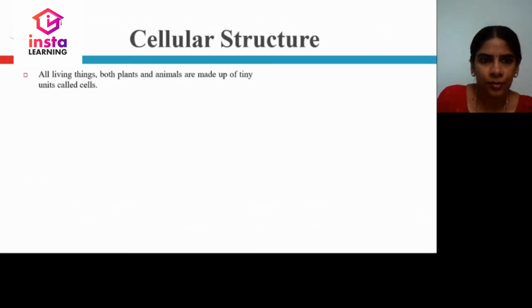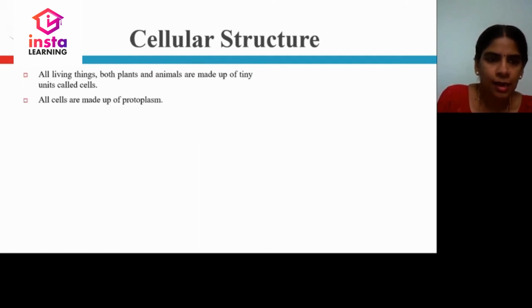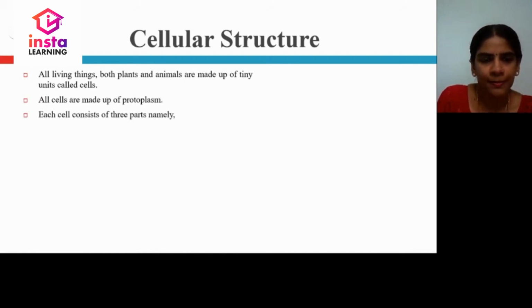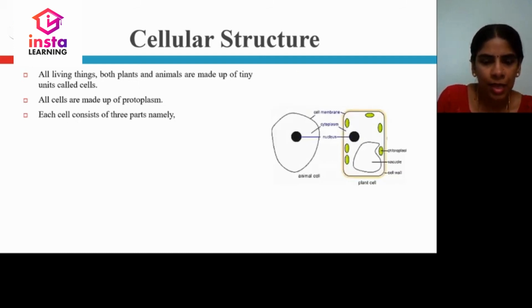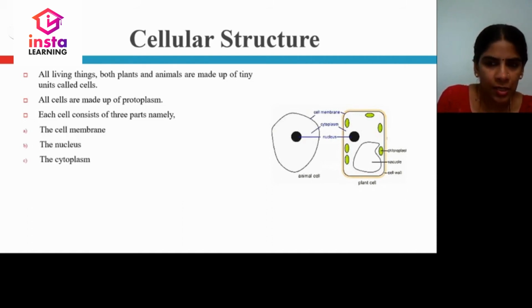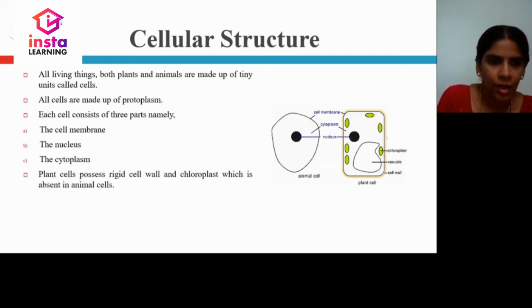Cellular structure. All living things, both plants and animals, are made up of tiny units called cells. All cells are made up of protoplasm. Each cell consists of three parts, namely cell membrane, cytoplasm, and the nucleus. But plant cell possess rigid cell wall and chloroplast, which is absent in the animal cell.